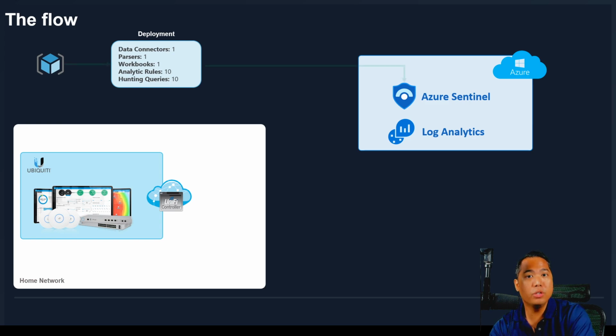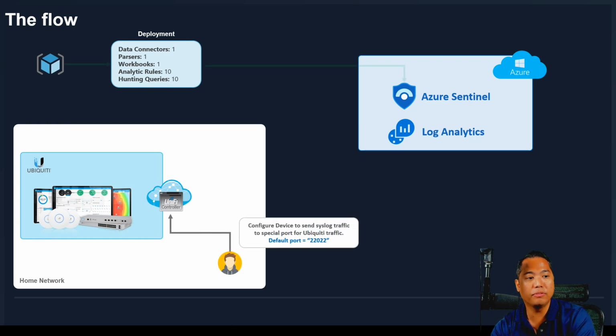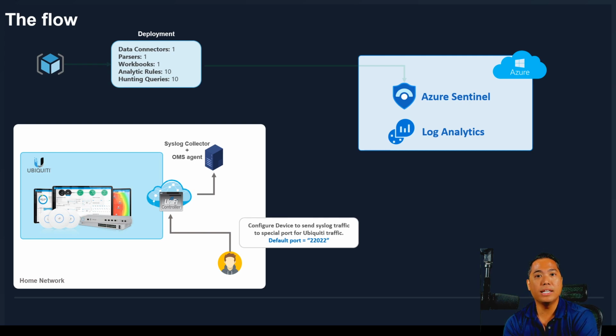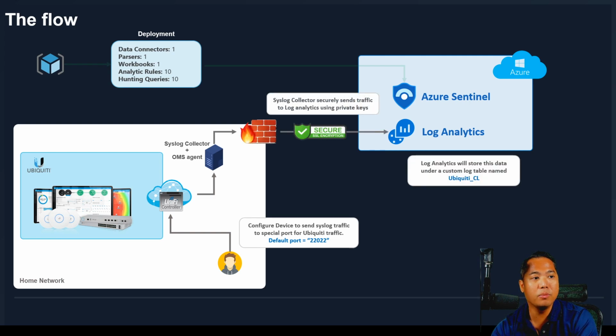Now, what are you going to do? Well, first, you're going to have to configure the unified controller to send syslog traffic, not to 514, but to the special port the syslog collector is listening on, right? On that syslog collector that you're configuring, you need to install the OMS agent. That is the Log Analytics agent that is going to securely send the log through your firewall, with a private cert, over to Log Analytics and store that data, okay?